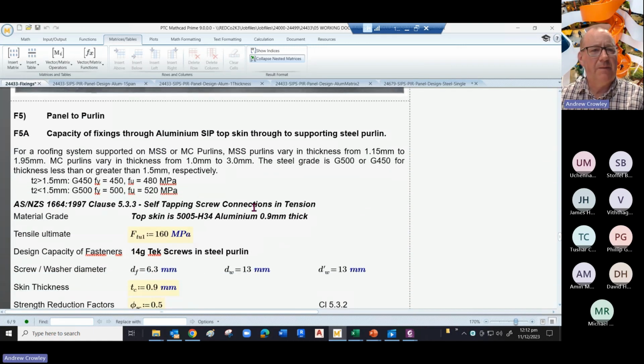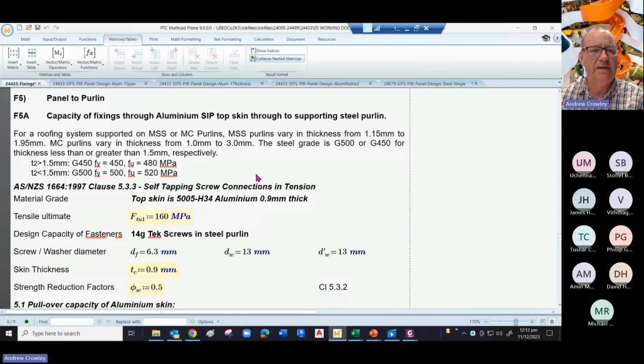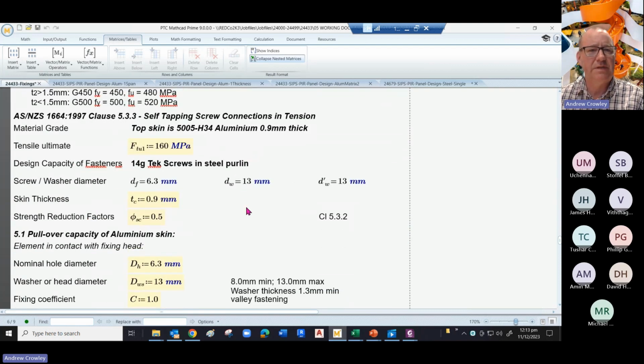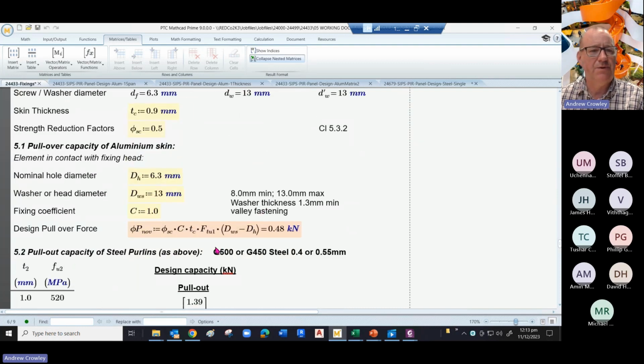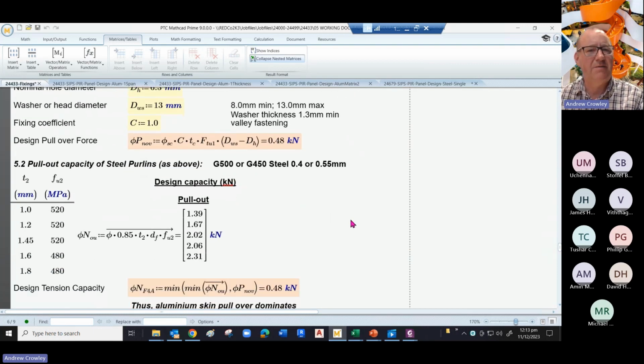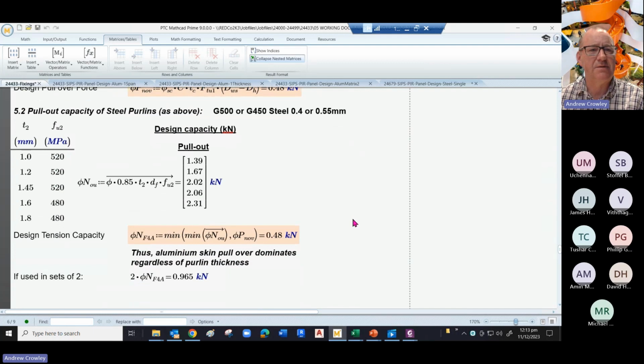Moving on, you've got the capacity of the panel to the purlin. Now remember, the top skin of this panel is actually aluminium, so that's likely to be the weakest link. Again, we're using self-tapping screws, 14 gauge, so we can pull those down. We have a pullover force of 0.48 kilonewtons. So again, aluminium is going to be the weak link in this situation.